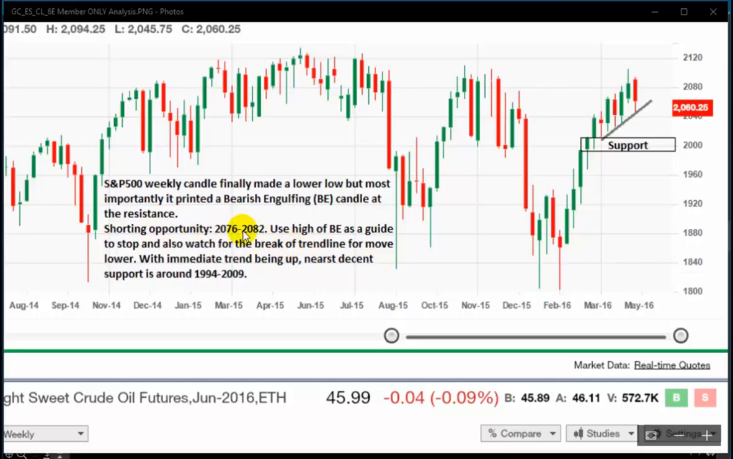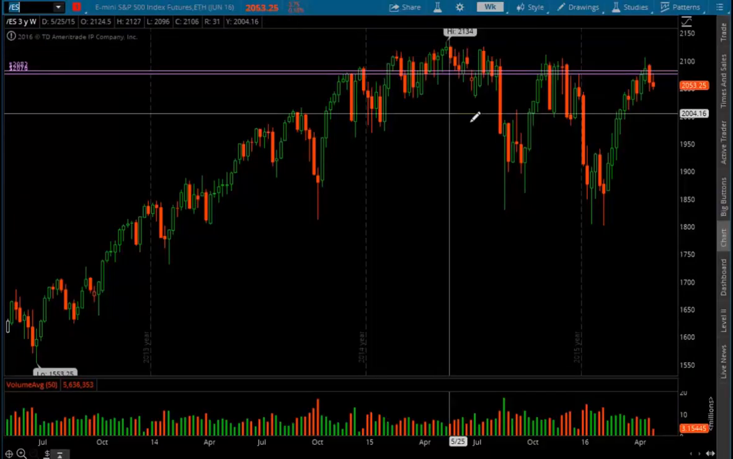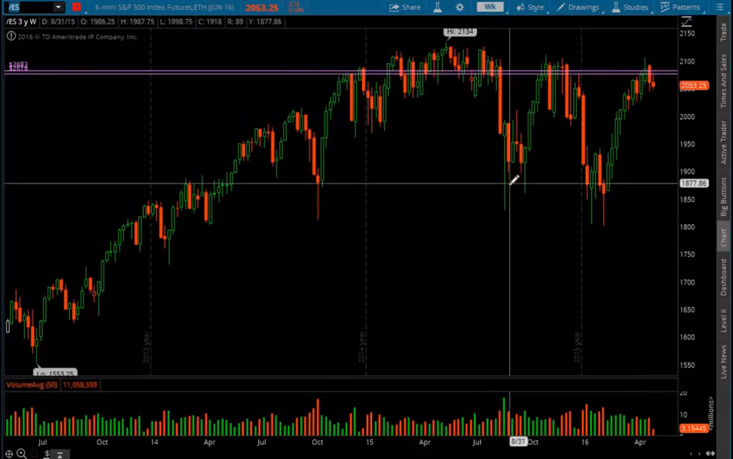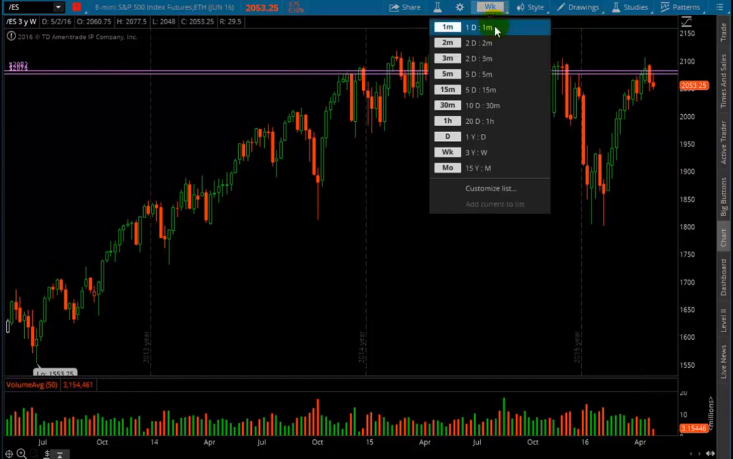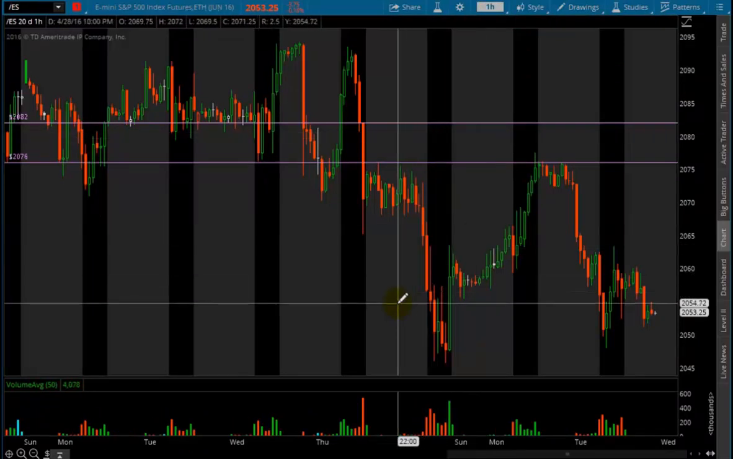Shorting opportunity here. I said with the immediate trend being up, the nearest decent support is around 1994 to 2009. This is what I labeled out here, okay? So I'm going to take to the chart 2076 to 2082, okay? These are the lines in here. As you can see, I'm looking at a weekly chart. I'm going to go right into an hourly chart, okay?